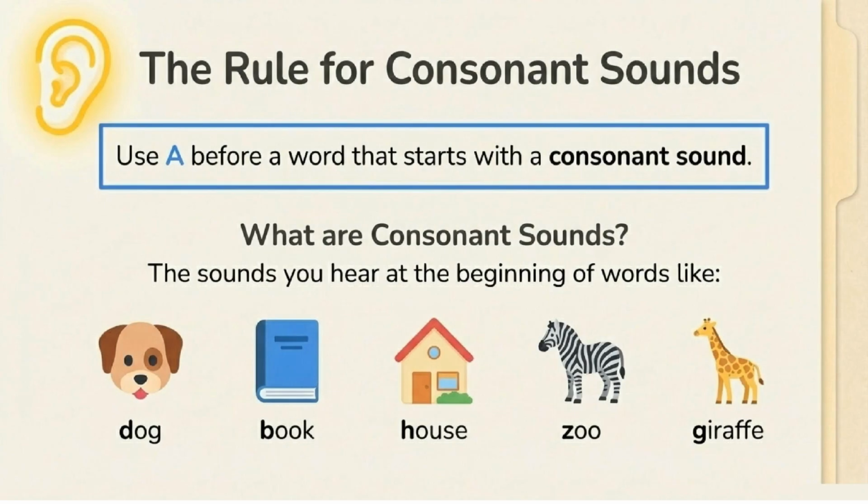The rule for consonant sounds is to use a before a word that starts with a consonant sound. These sounds are heard at the beginning of words like dog, book, house, zoo, and giraffe.